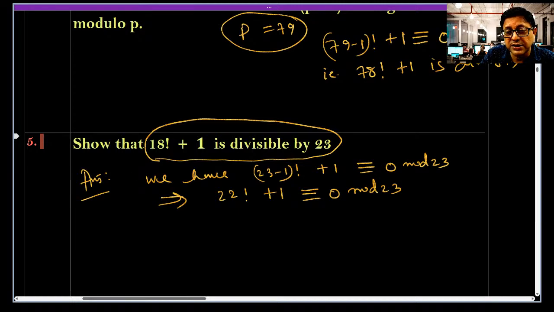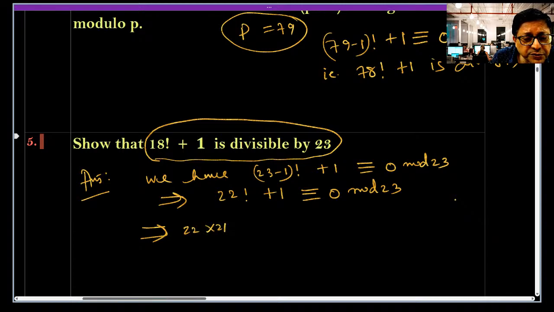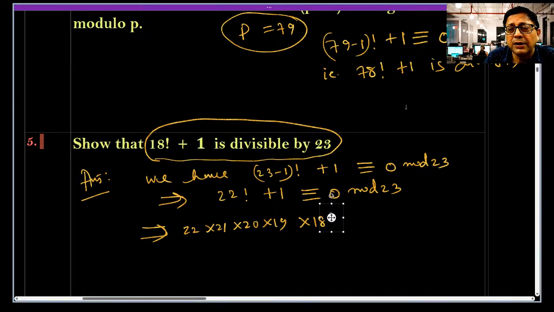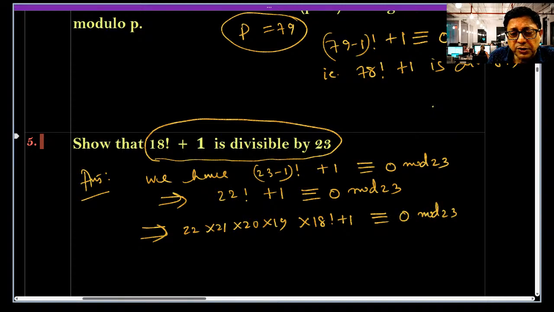To prove that, we have this: 22 factorial plus 1 congruent with 0 mod 23. You start writing this as 22 into 21 into 20 into 19 into 18 factorial plus 1 congruent with 0 mod 23. This 22 you write as 23 minus 1.